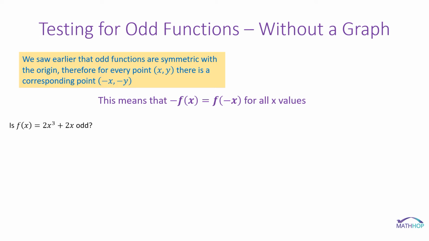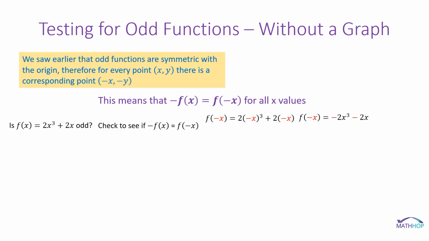Is f of x equals 2x cubed plus 2x odd? Well, let's see if negative f of x, which just means we negate every term, equals f of negative x, where we simply negate all the x values. Let's first look at f of negative x because we're pretty familiar with it. We put in a negative x for x cubed, and a negative x for 2x. Negative to an odd power will be negative 2x cubed, and negative to an odd power will be minus 2x. So what we get is negative 2x cubed minus 2x.